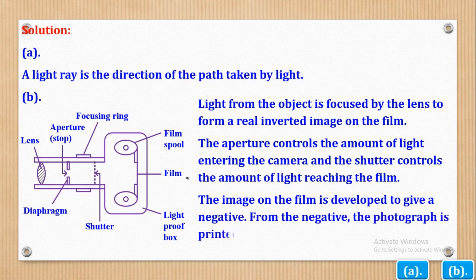So what happens to the film? So the image on the film is developed to give a negative. From the negative, the photograph is printed. So basically that is how a simple lens camera works. So now let's see how marks for this light can be obtained.